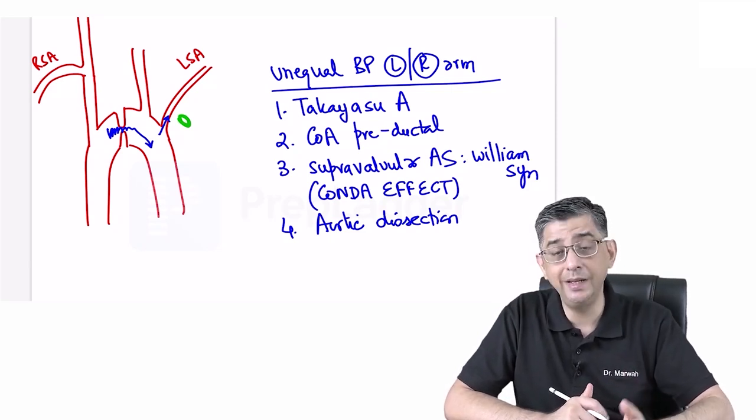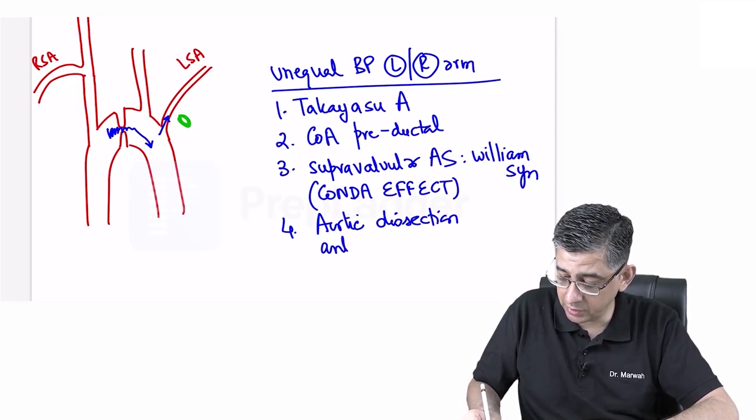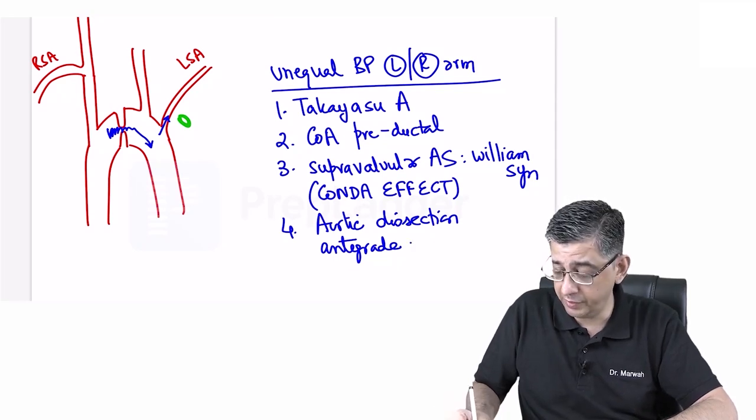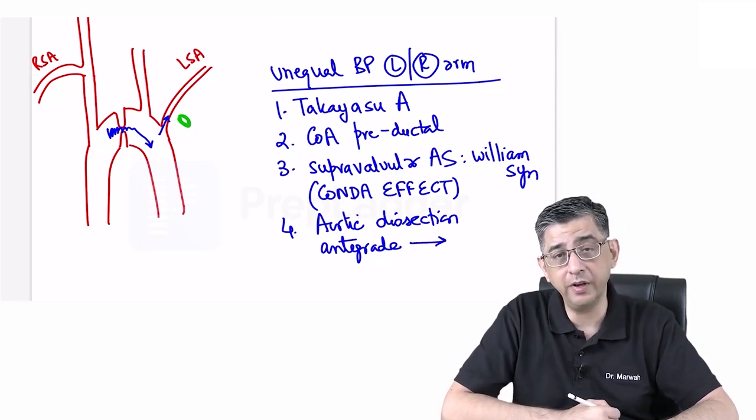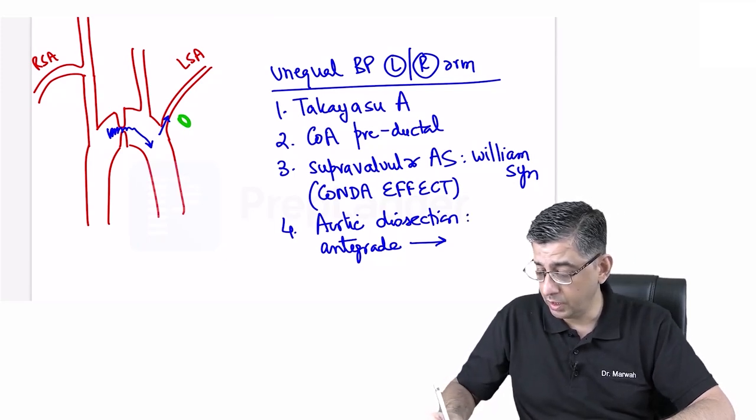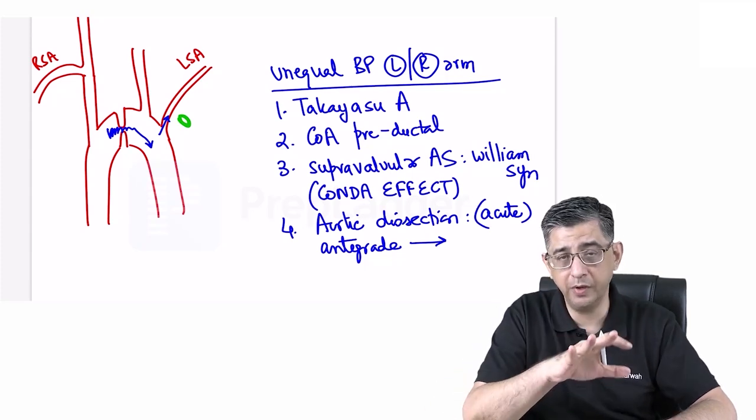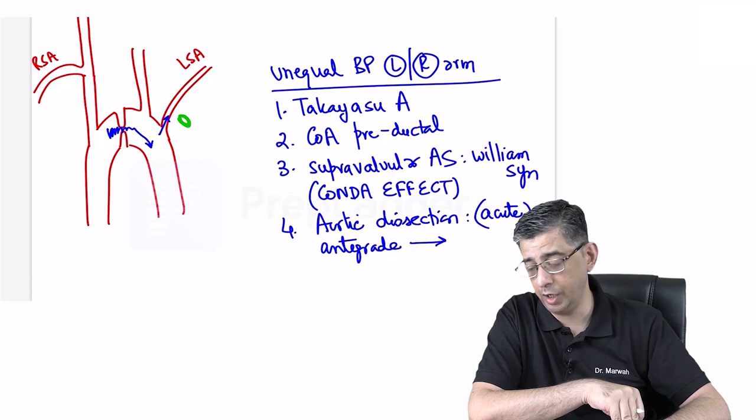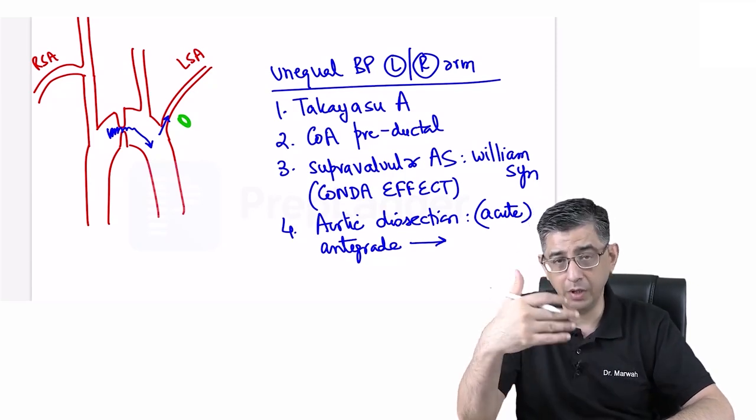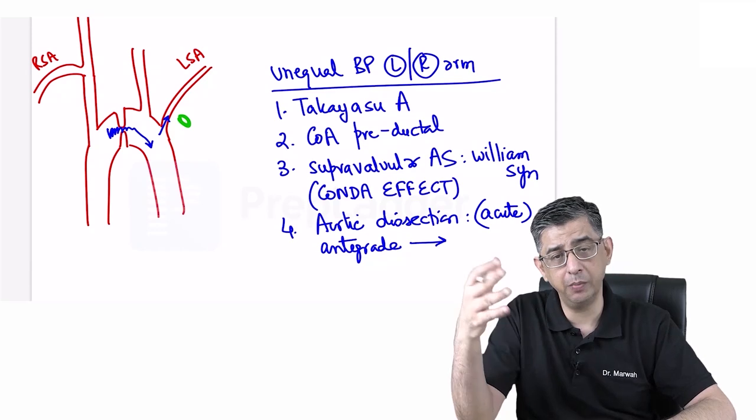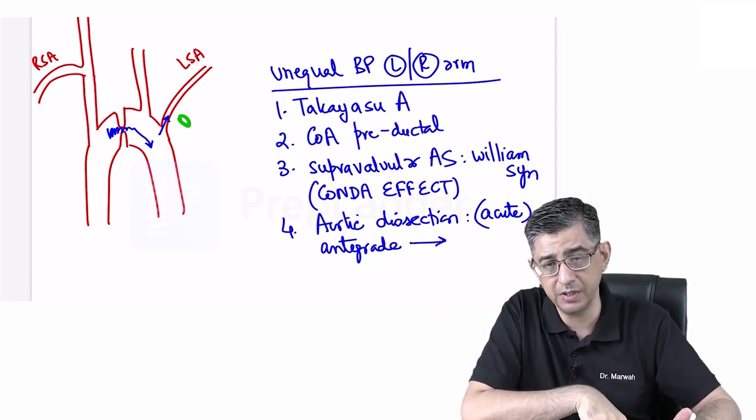When there's an antegrade progression, because if there's a retrograde progression, it can definitely cause coronary artery dissection. But if it's an antegrade spread of aortic dissection, it can again cause unequal BP between the left and the right hand side. So I've told you 4 causes for unequal BP between left and right arm, out of which point number 4 would be an acute presentation, whereas the top 3 would have a rather gradual onset manifestation.